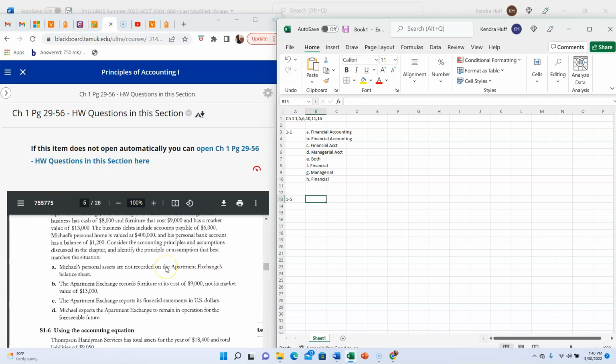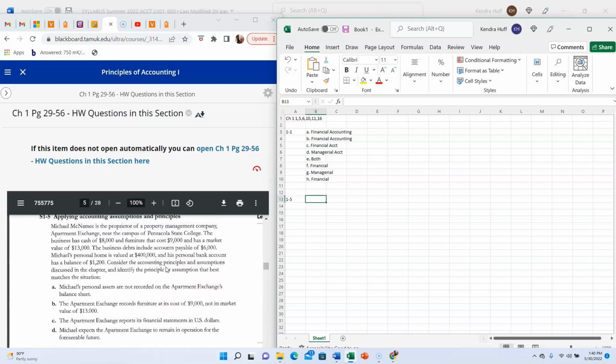All right, Michael's personal assets are not recorded on the Apartment Exchange's balance sheet. This has to do with separate entities, separate economic entities.